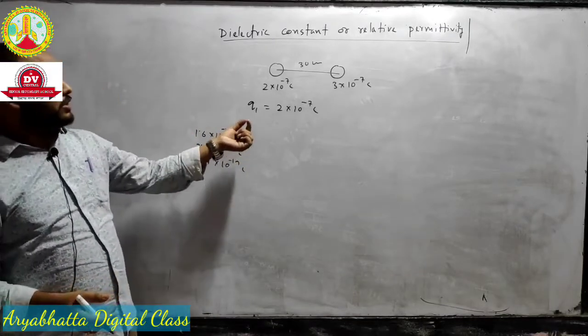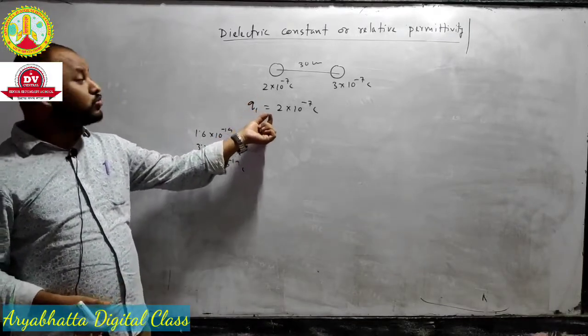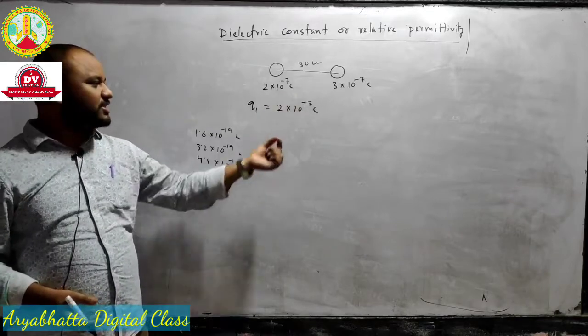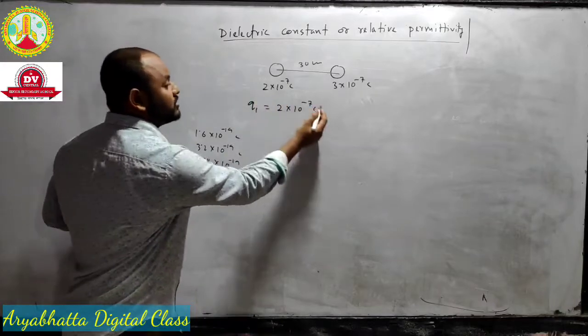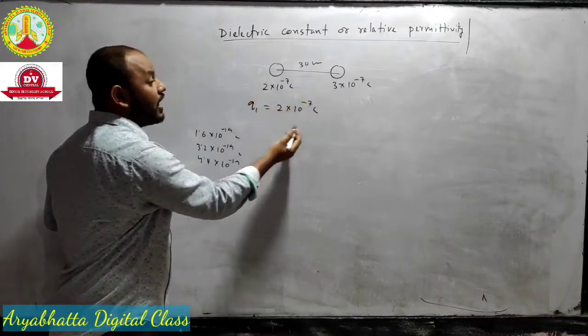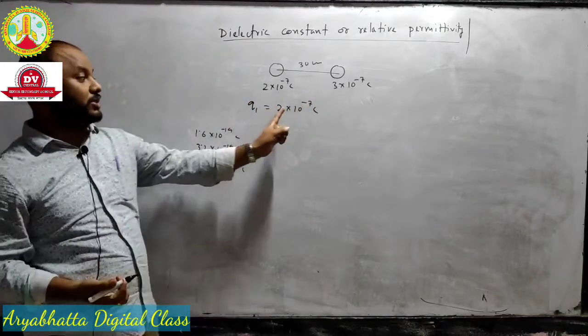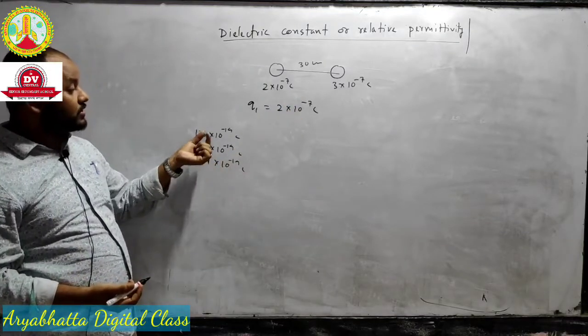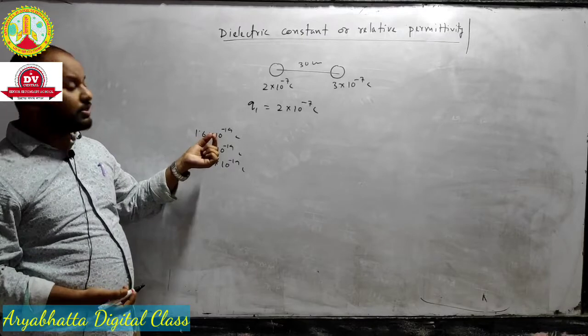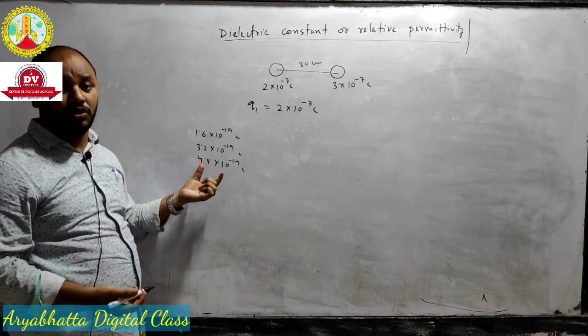So in this question, the amount of charge is how much? 2 into 10 to the power minus 7 coulomb. Is this charge possible? Okay, this is possible because this is a very large amount of charge. You can see the powers. It is 10 to the power minus 7, and in quantization of electric charge, what are the powers? 10 to the power minus 19. These are very small.